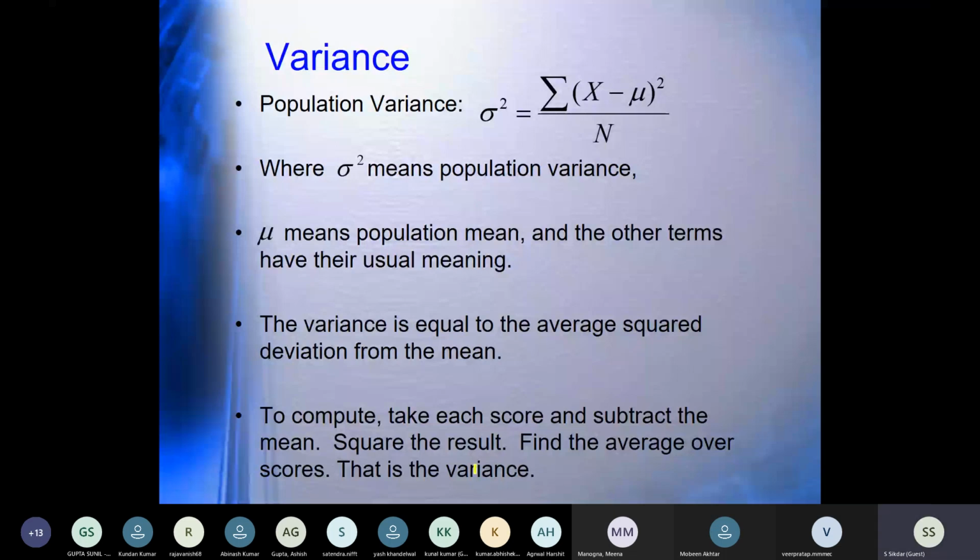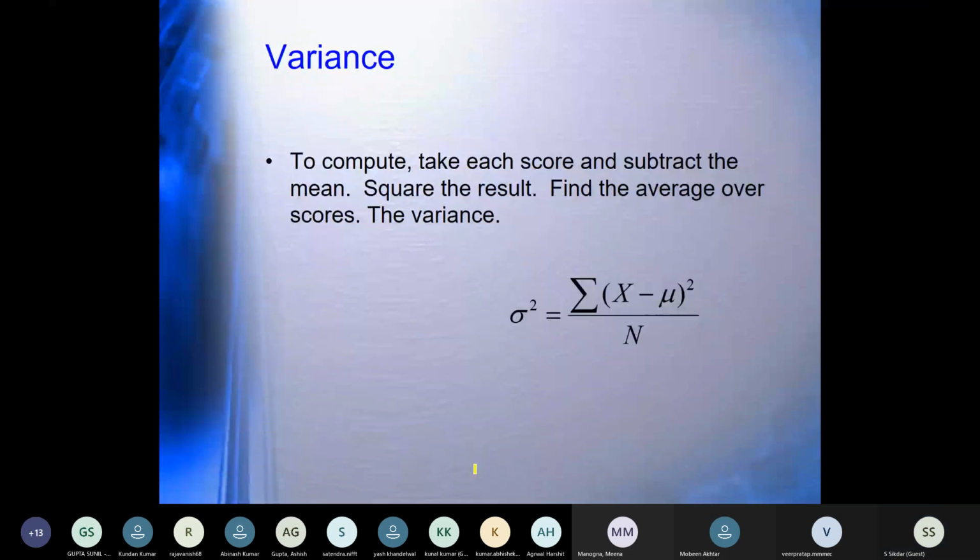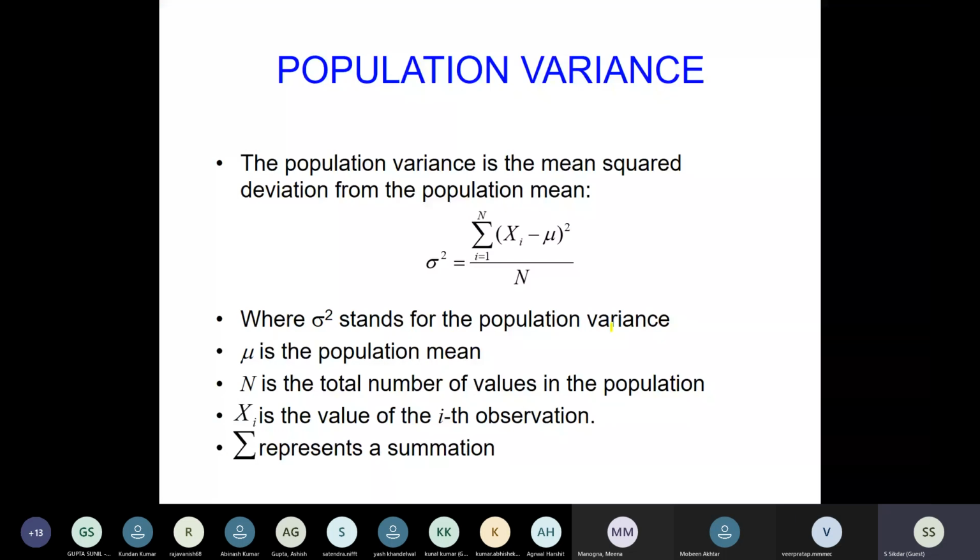The same equation has been repeated here. Again, the same thing: sigma square is the population variance, mu is the population mean, n is the total number of values, and sigma is the summation.